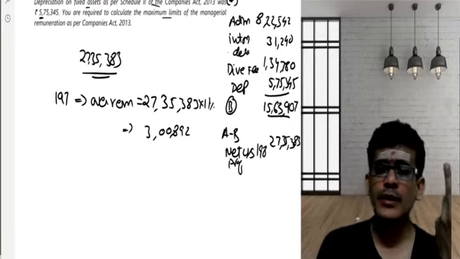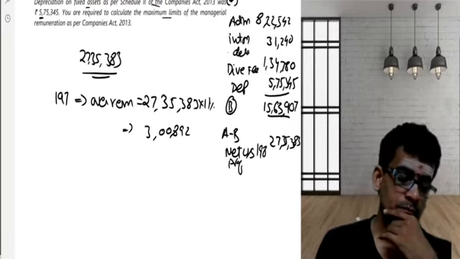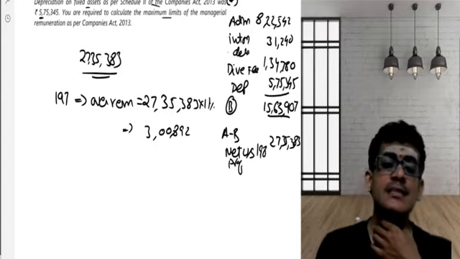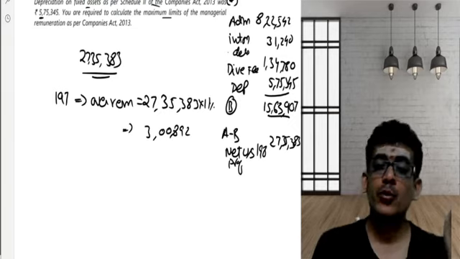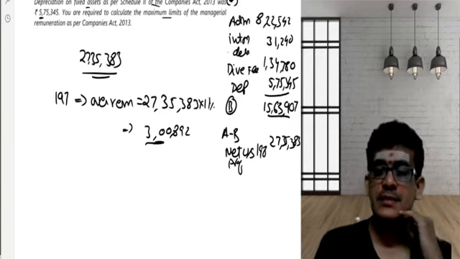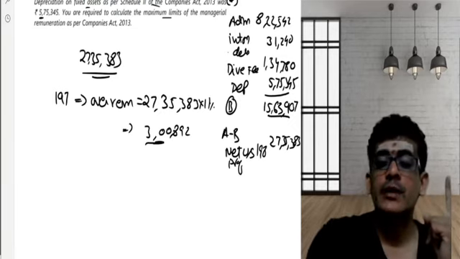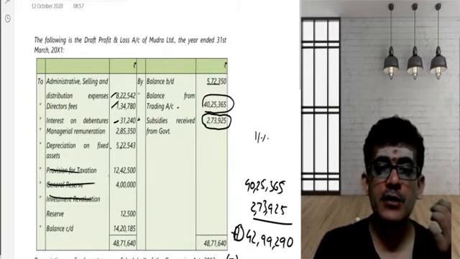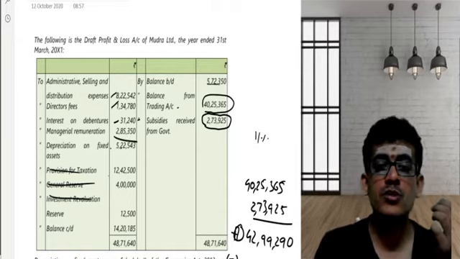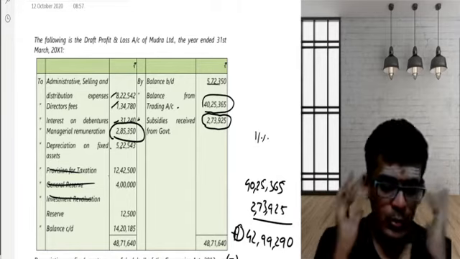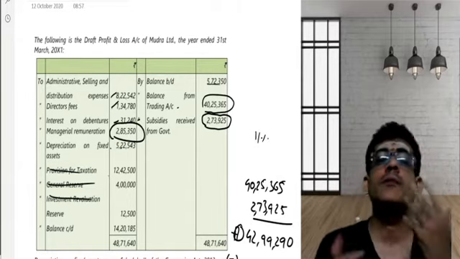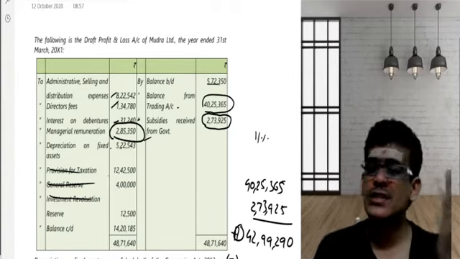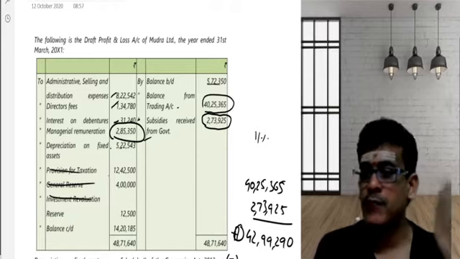The maximum possible managerial remuneration can be 3,02,892. That means you can pay remuneration less than this, but you cannot pay more than this. In the present problem, what was the managerial remuneration? The managerial remuneration debited to the profit and loss account is 2,85,350. You can pay less than this, but you cannot pay more than this. So in this case, you can pay managerial remuneration of 2,85,350. That is your problem number 1.